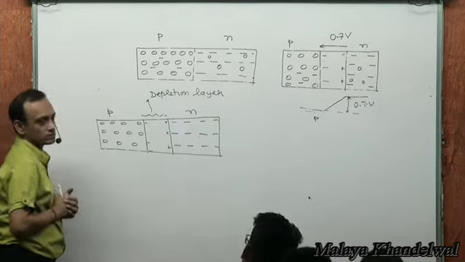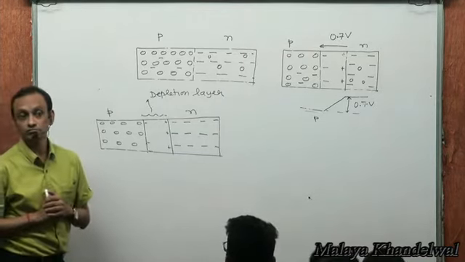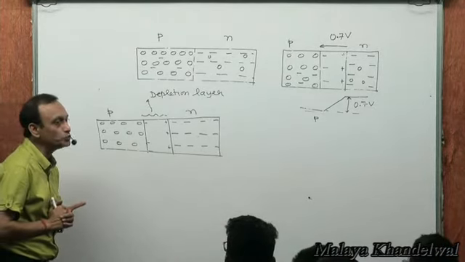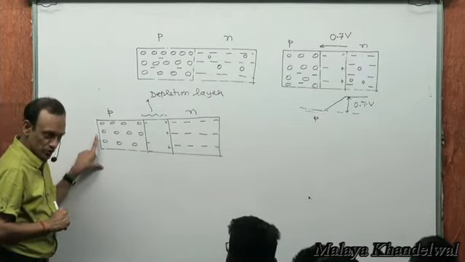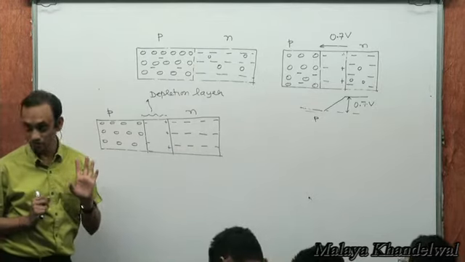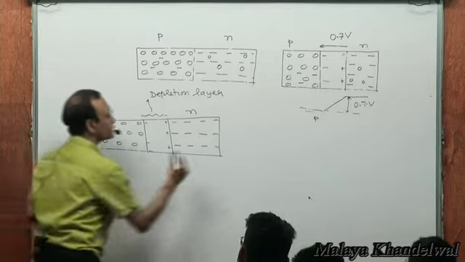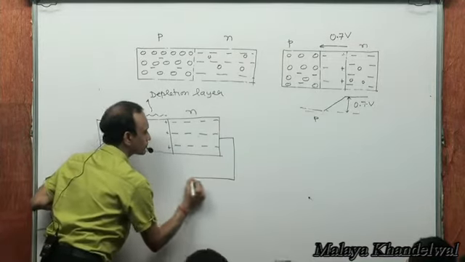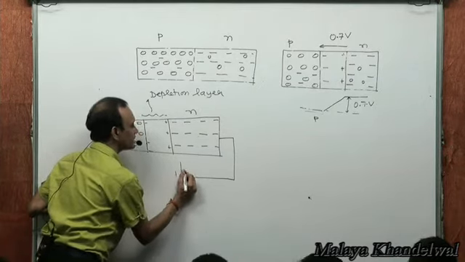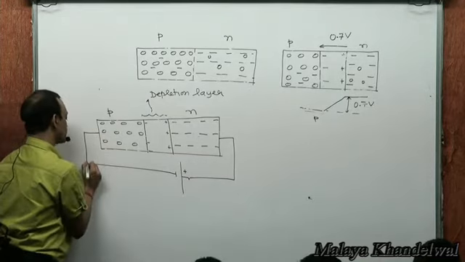Now what I do is reverse the terminals of the battery. In the earlier forward bias, what did I do? I connected the P type to the positive terminal of the battery and the N type to the negative terminal. Now I'm going to reverse that connection. I connect the N type to the positive terminal and the P type to the negative terminal.